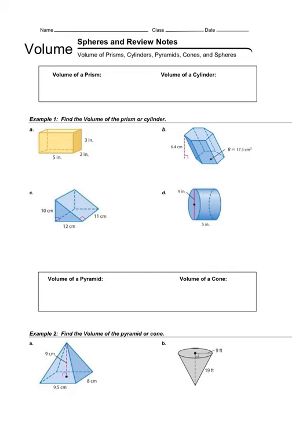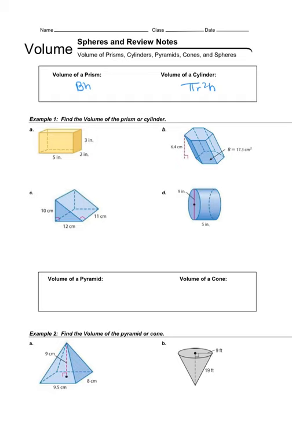So volume of a prism we discussed is area of the base times the height. So the whole area of the bottom shape times the height. And volume of a cylinder is pi r squared times the height. And when we're talking about height, we're talking about the height of the prism. So how far apart are the bases?